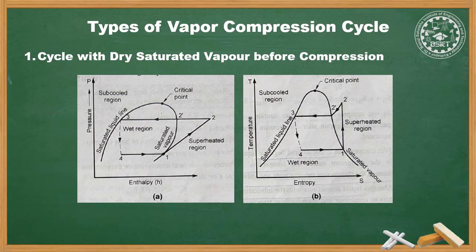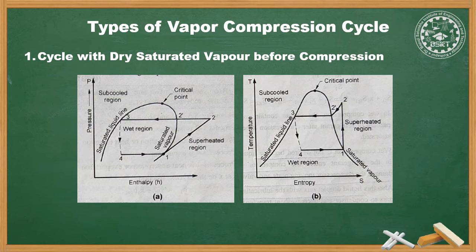Figure for vapor compression system, when vapor entering the compressor is dry and saturated, is shown. This wet vapor passes through the evaporator at point 4, where it absorbs the latent heat and converts into saturated vapor, and the cycle is completed.